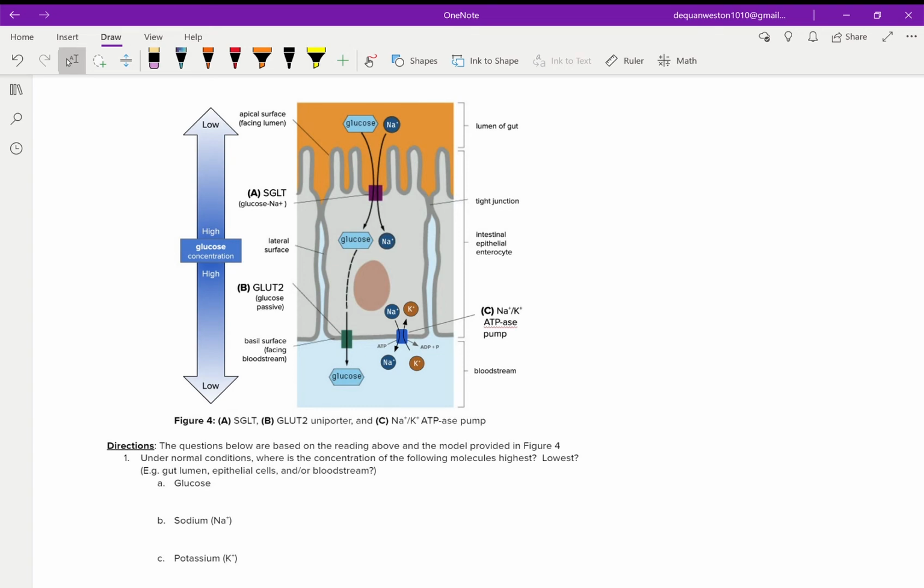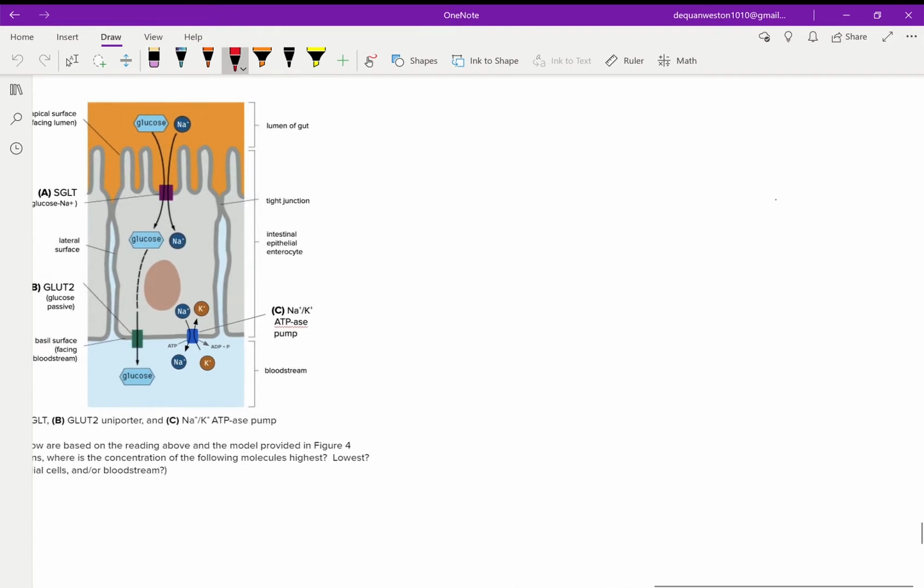Hey everybody, this is one of the problems that came up during lecture today, and it seemed like there is some confusion on it, so I'm just making this video to try to clear things up the best I can. So this is the picture. We're going to go off to this side and talk about the different types of transporters there are, and then we'll come back to this picture.